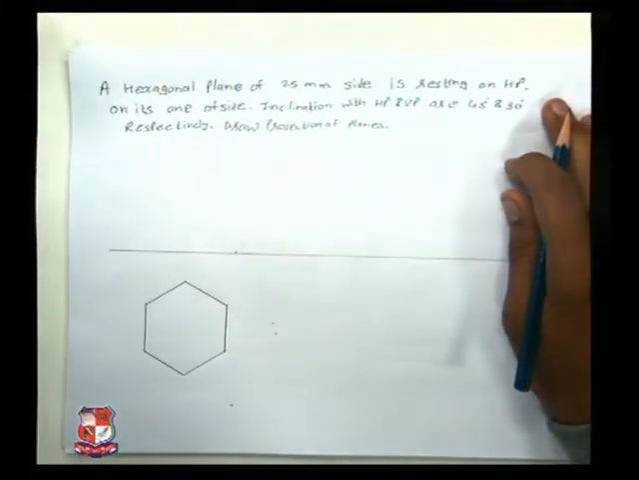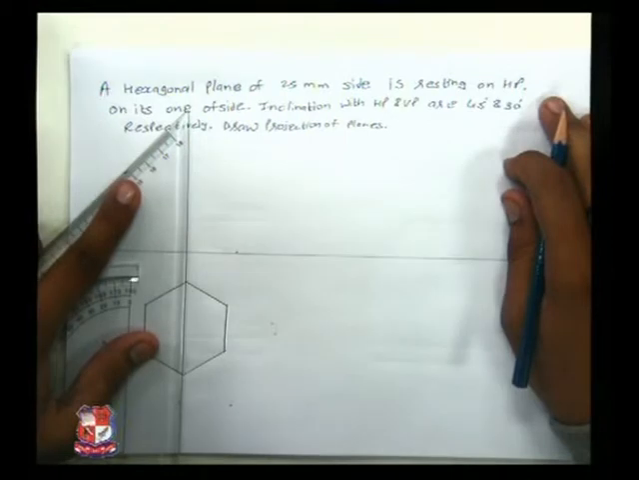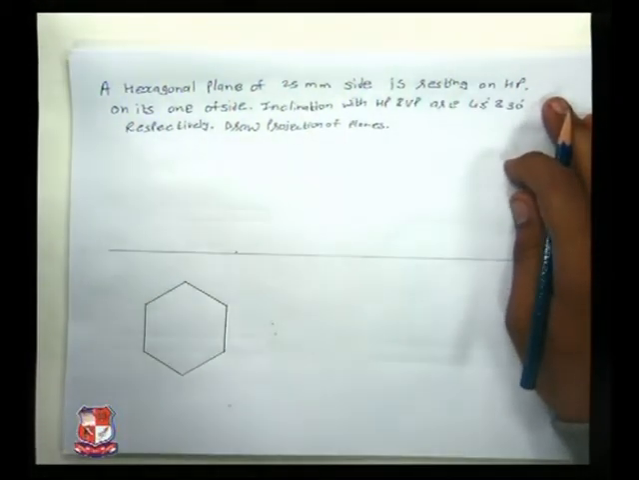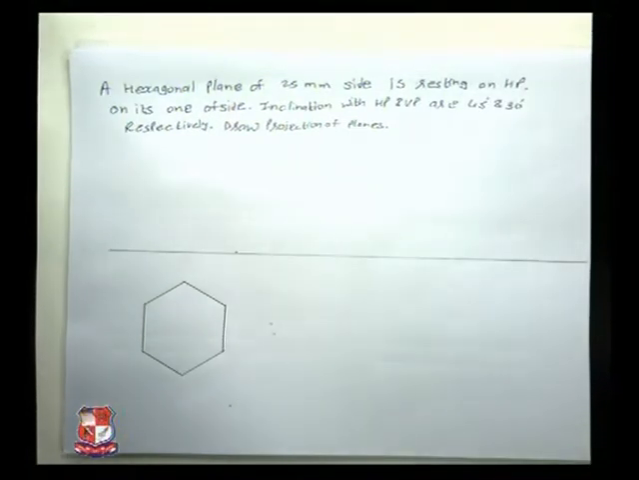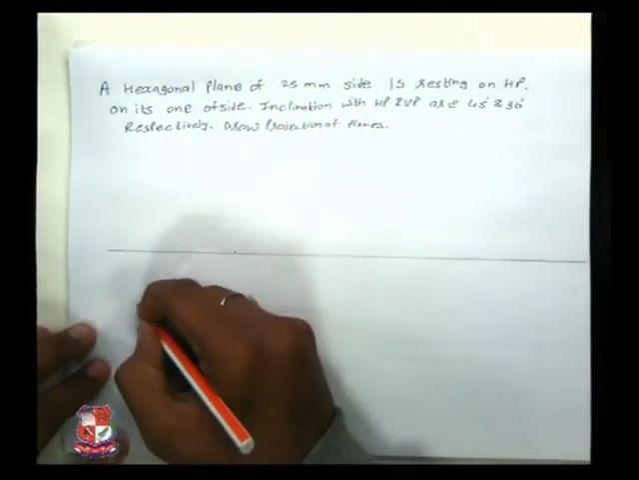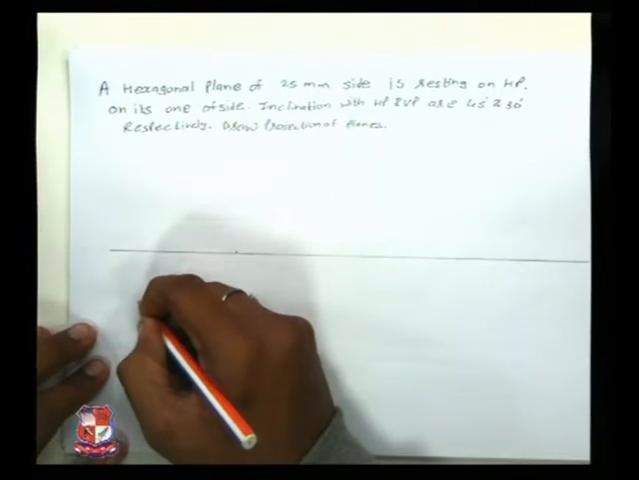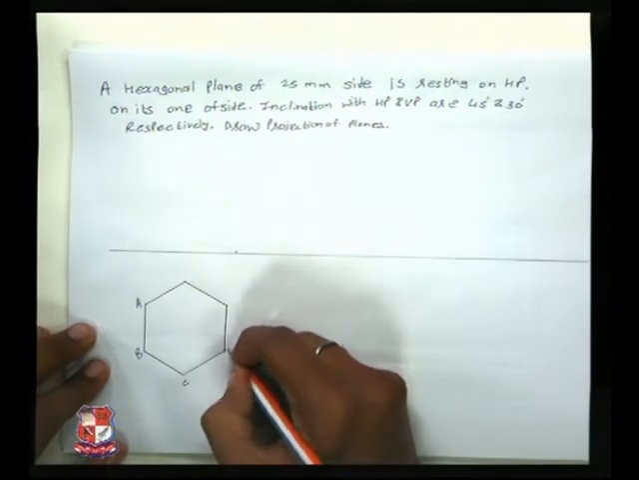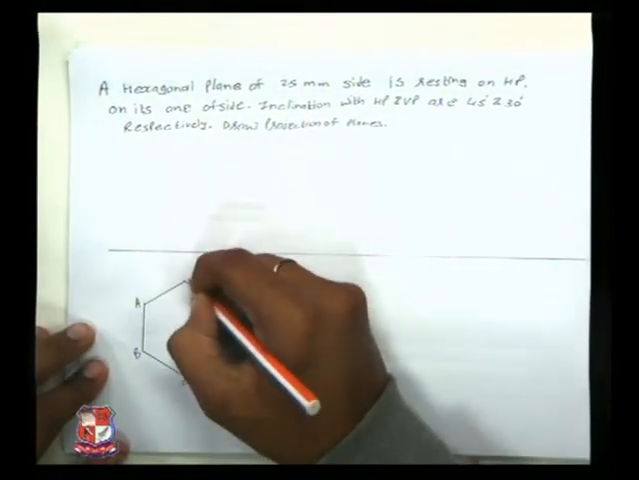I have drawn a hexagonal plane of 25 mm side. I will give the nomenclature to the same: A, B, C, D, E and F.